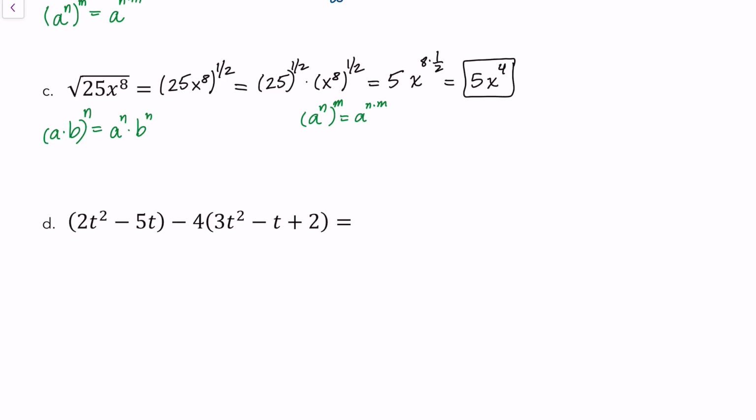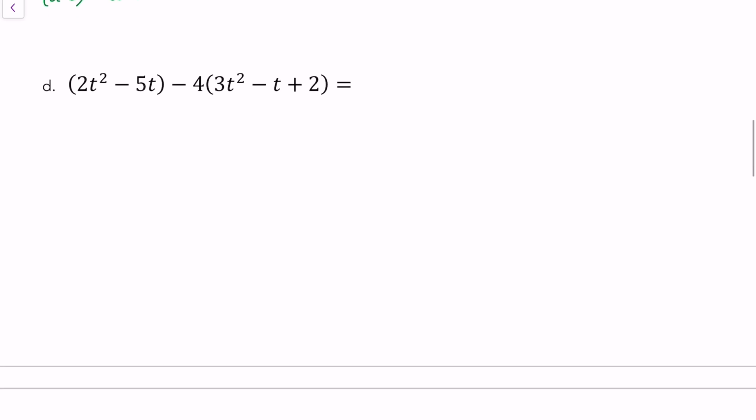And that is our solution. So basically, the laws of exponents apply here as well, regardless of whether we have an integer exponent or a fractional exponent, like in this case. Okay. All right, so let's move on to the next one.